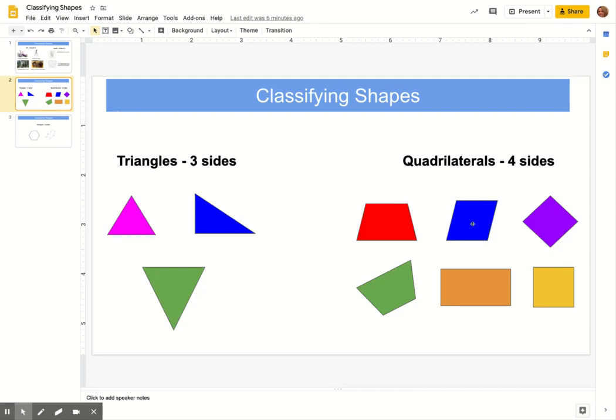This is a rhombus with 4 sides, so it's a quadrilateral. And this one is called a trapezoid. Again, 4 sides, so we classify it as a quadrilateral, but they do have specific names.